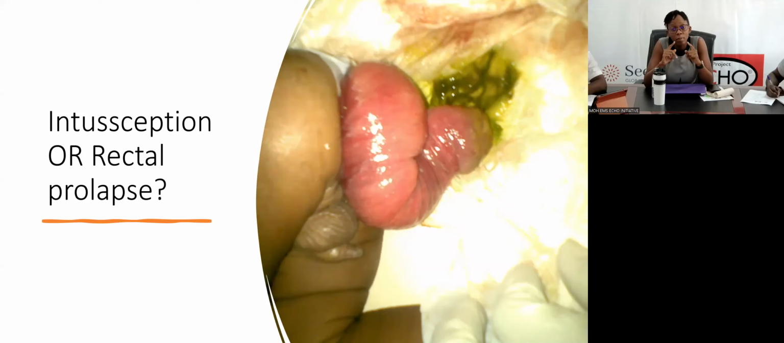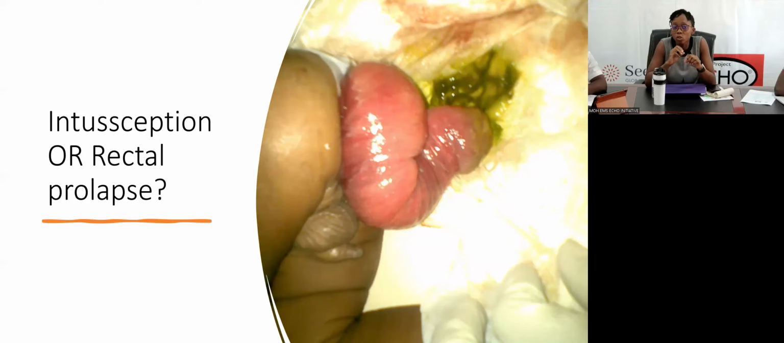But if it is intussusception, remember your rectum is still in, there's just a mass coming through your rectum. So as you put your spatula, it will keep going. It actually doesn't hit any resistance. It's going through your rectum, it will go nicely. So that's when you'll know this is intussusception. It's not rectal prolapse. With a rectal prolapse, yes, there are ways to manage those that you know, but intussusception, that's what we're talking about now.